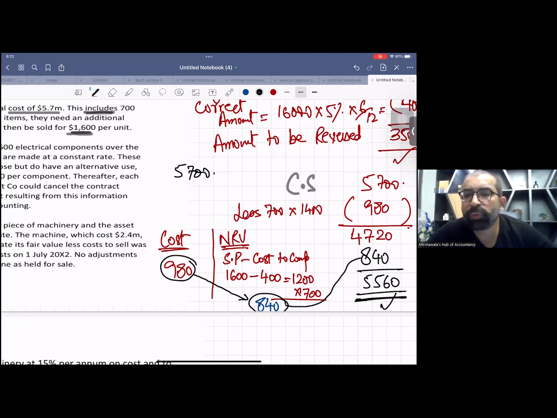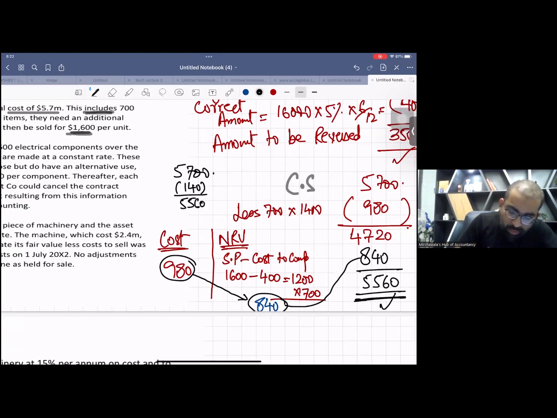From 980 to 840, by how much did the value go down? It's 140. You can directly deduct 140. So you will get 5560. This is also a shortcut, totally acceptable. I'll do it in the Excel with the shortcut. If you want to do it this way, this is also okay. We call it amount written off simply.